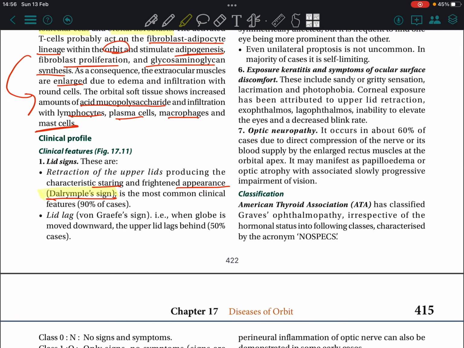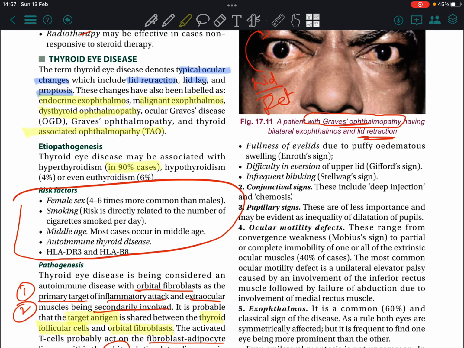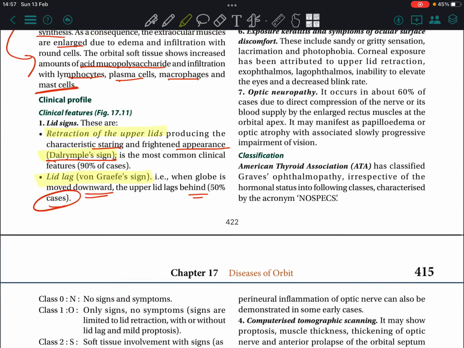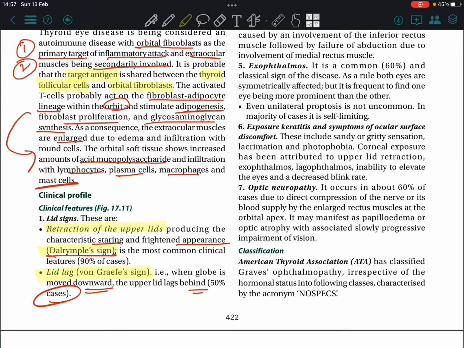Lid lag, von Graefe sign: when the globe is moved downward, the upper lid lags behind, in 50% of cases. Fullness of eyelids due to puffy edematous swelling, Enroth sign. Difficulty in eversion of upper lid, Gifford sign. Infrequent blinking, Stellwag sign. There are five signs of the upper lid.